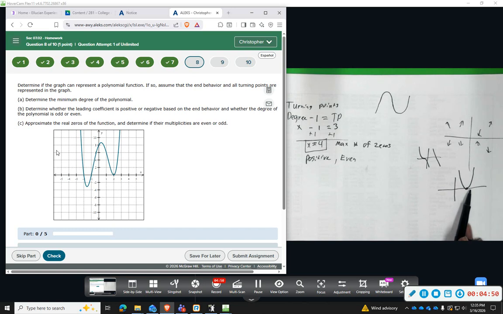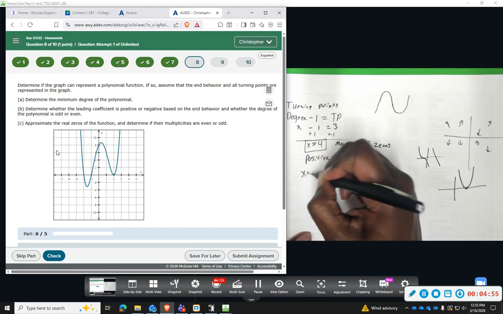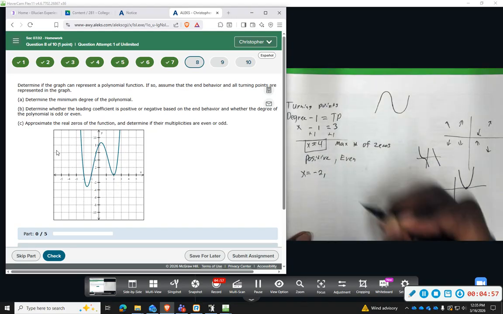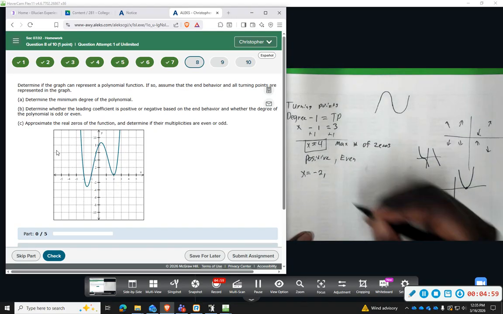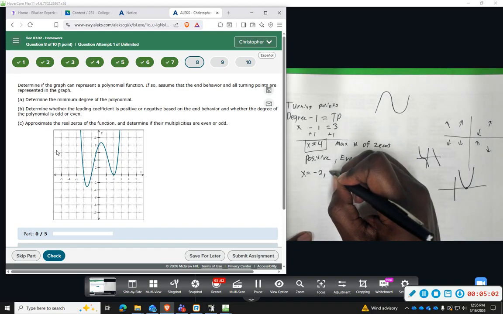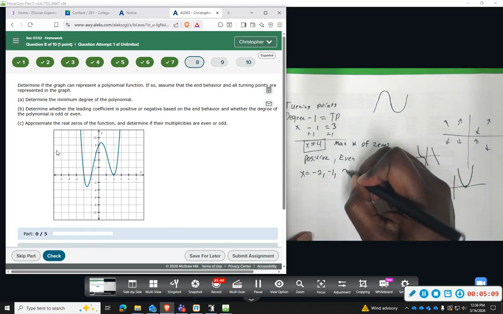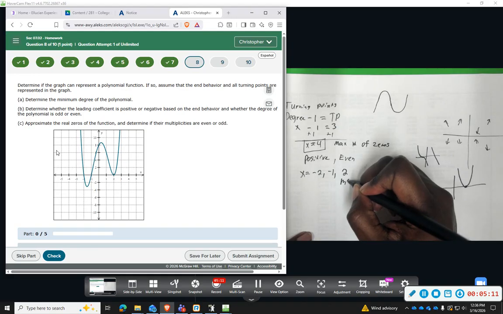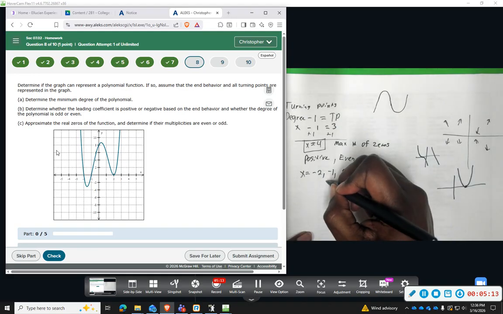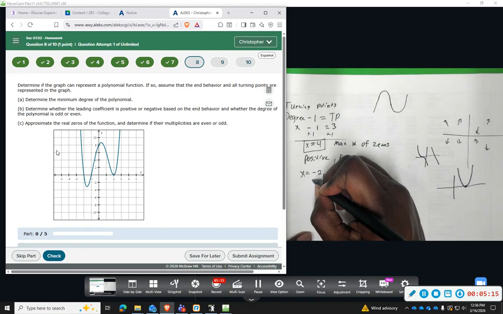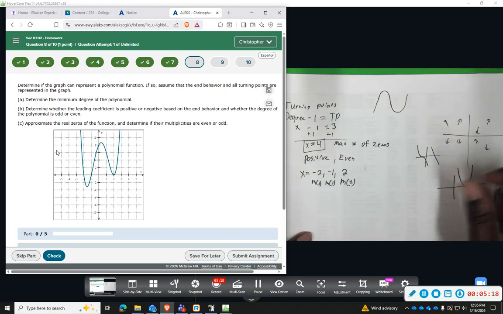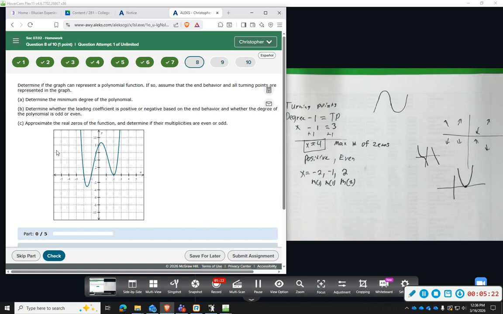So we are looking at zeros of x equals negative 2. We also have one at x equals negative 1. And then at positive 2, we can see the graph comes down and touches. So 2 looks like a multiplicity of 2. And all these other ones are looking at multiplicity of 1. Okay, so I think that will answer all of the different parts.